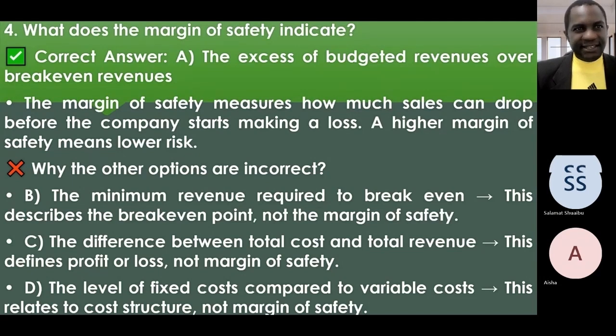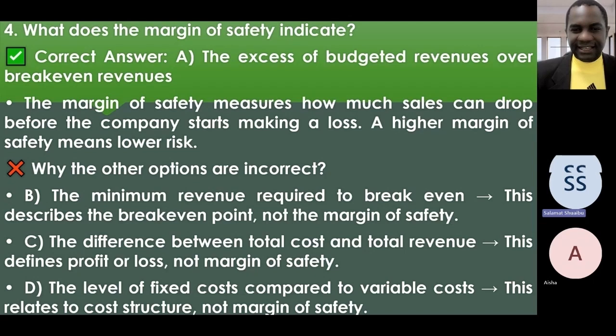This is about what margin of safety means. Salmat was stressing margin of safety, so I'm surprised she still failed it. Margin of safety is the excess. The excess does not mean how much; it just means a little bit above. But that excess was what confused Salmat, and she went to pick B because we really had a conversation on that in class. Margin of safety measures how much sales can drop before the company starts making a loss. The higher the margin of safety, the lower the risk.